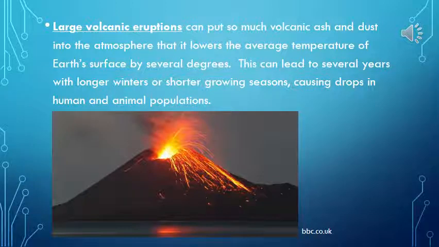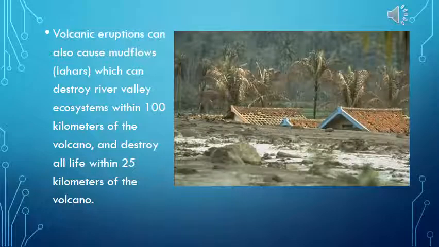Large volcanic eruptions can put so much volcanic ash and dust into the atmosphere that it lowers the average temperature of Earth's surface by several degrees. This can lead to several years with longer winters or shorter growing seasons, causing drops in human and animal populations.